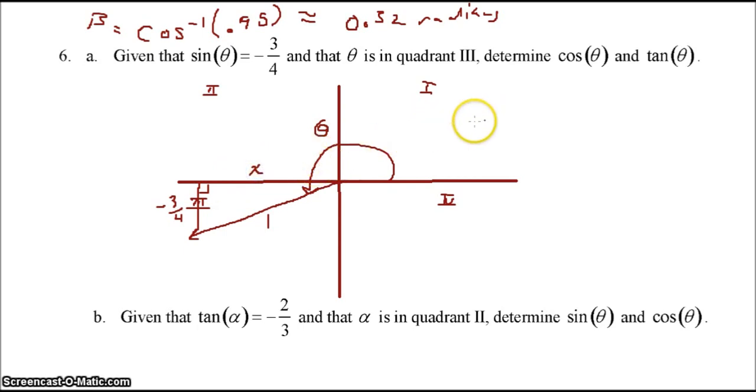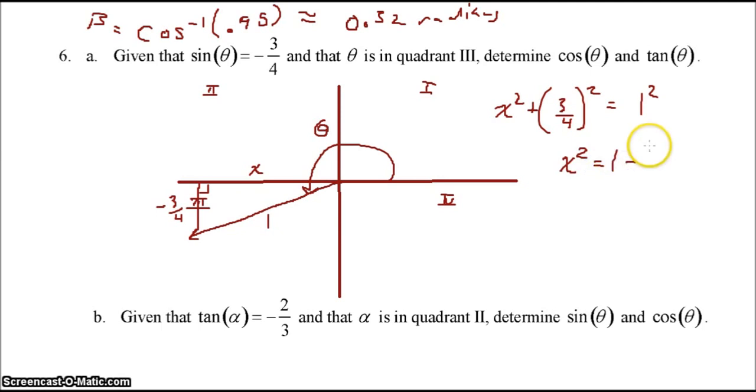Well, we can use the Pythagorean theorem. X squared plus 3/4 squared. Notice I didn't use a -3/4 because here I'm just thinking about it in terms of length rather than positive or negative. Lengths can't be negative, really. So 1 minus 3 squared is 9, 4 squared is 16ths. So x squared equals 7/16. And so x is the square root of 7/16, which is the square root of 7 over 4.